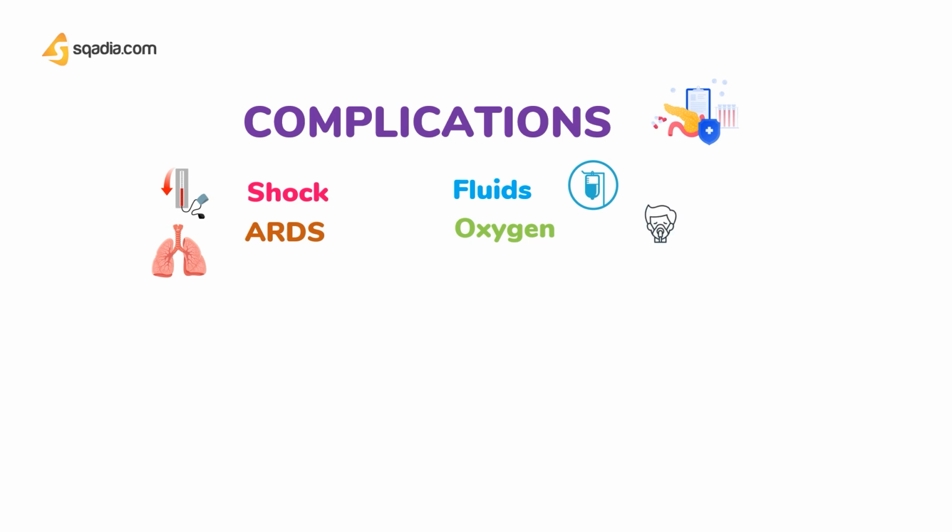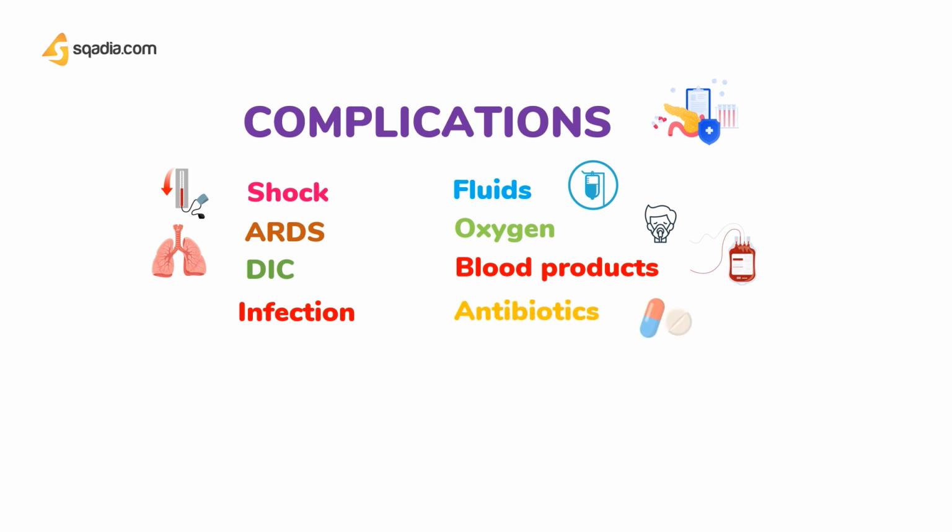Then, next complication is DIC. There can be disseminated intravascular coagulation. It is rare, but it is very, very life threatening. So, for that purpose, you will give blood products. Next is infection. Yes, infection is again very common, and for that purpose you will provide antibiotics.